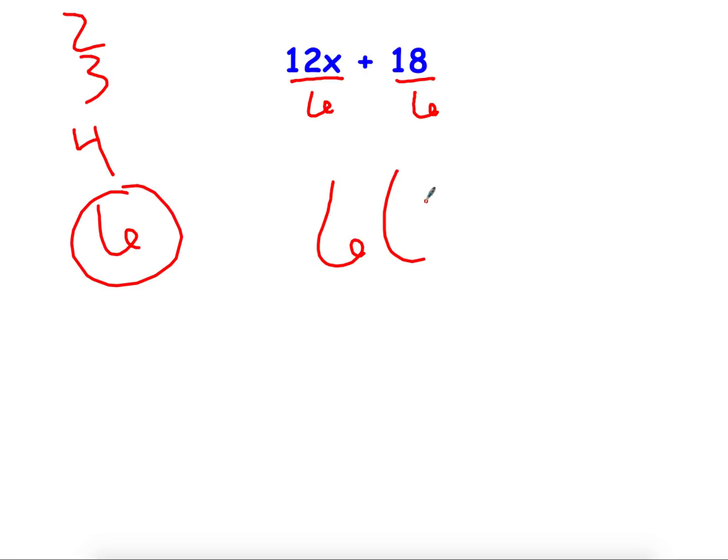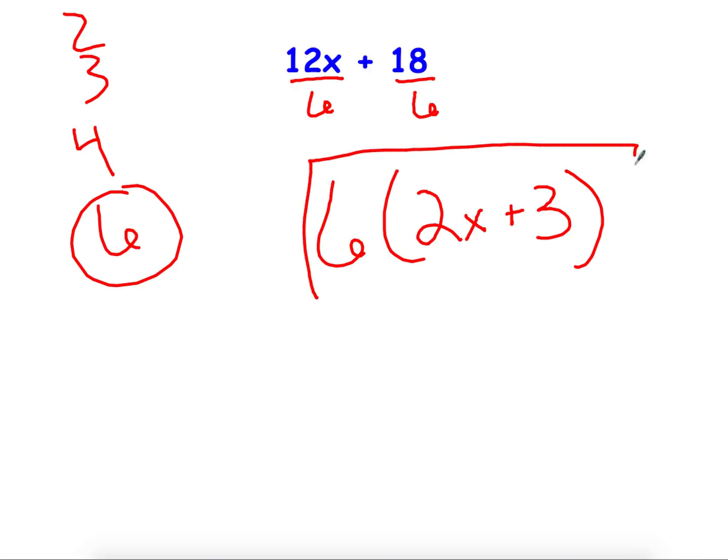12 divided by 6 is just 2. Keep the variable with it. 18 divided by 6 is 3. So I get 6 times (2x plus 3). I factored out this expression to make it look like this. I can check my work by doing the distributive property if I want, and I know I will get the same answer.